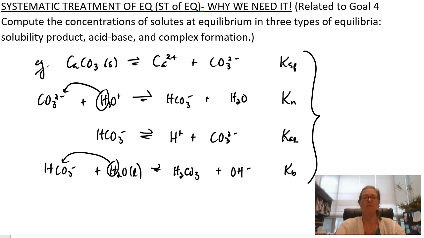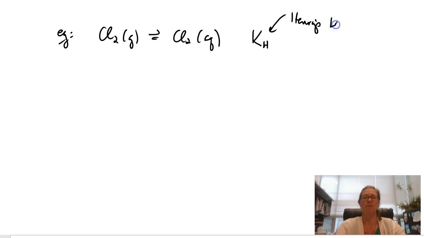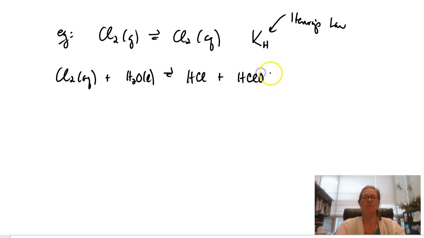Here's another example. What if we had some chlorine gas that we were bubbling into water? So that chlorine gas is in equilibrium with its aqueous form. The equilibrium constant here is Kh, where the H stands for Henry's law. And then once that chlorine gas is dissolved in water, it can react with water to form a strong acid, HCl, and a weak acid, hypochlorous acid. And that has some equilibrium constant associated with it.